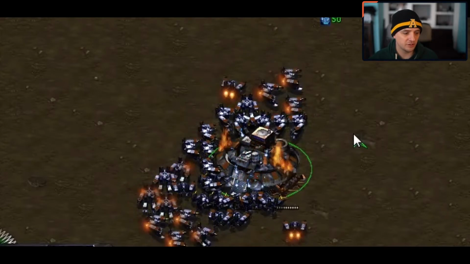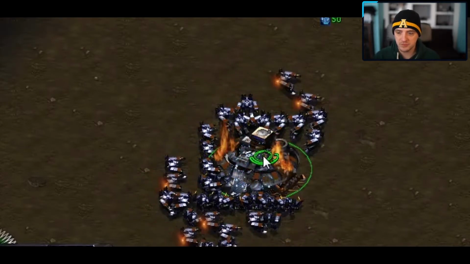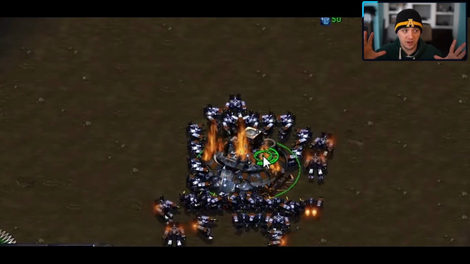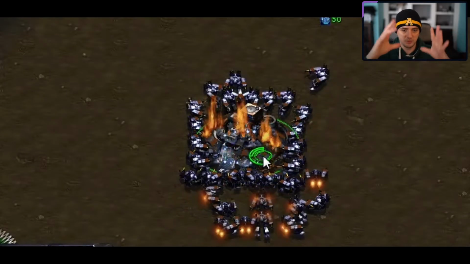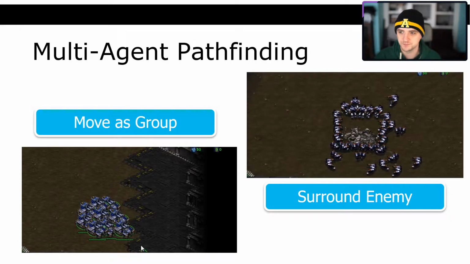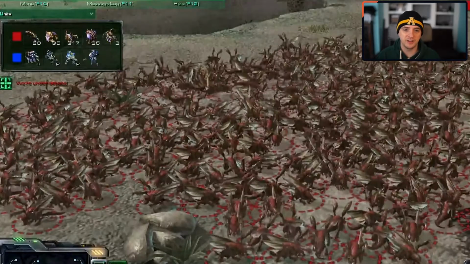Right, so if you were making some pathfinding system that sort of knew that you wanted to surround something, you would send the units maybe beyond that command center and then come in from all sides or something like that. So there's all sorts of different goals that we could have with pathfinding. But not all pathfinding is bad.